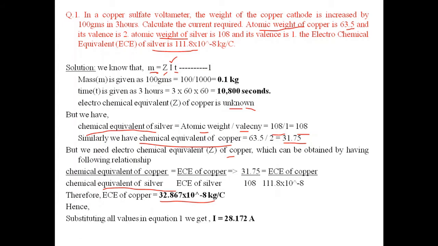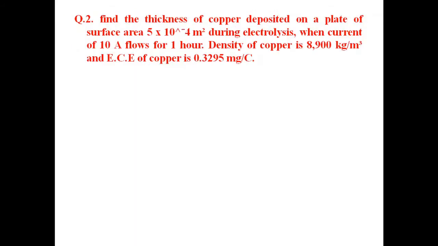Once we substitute that in equation 1, M equals ZIT, we get I equal to M by ZT, and if we simplify that, we get the current I equal to 28.172 amps. So this is how the problem has to be solved. This much current is required to deposit 100 grams of copper on a cathode in 3 hours. I hope this is clear. Now let's move on to the second question.